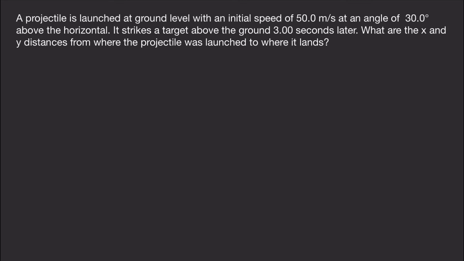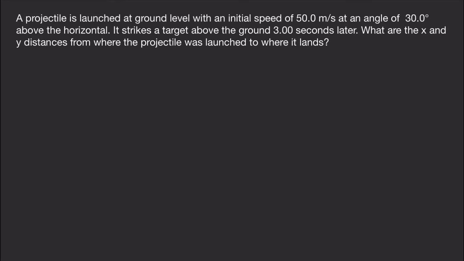A projectile is launched at ground level with an initial speed of 50 meters per second at an angle of 30 degrees above the horizontal. It strikes a target above the ground 3 seconds later. What are the x and y distances from where the projectile was launched to where it lands?